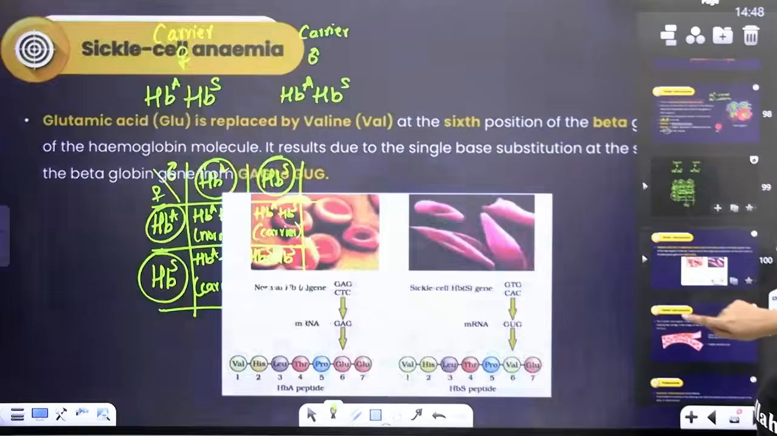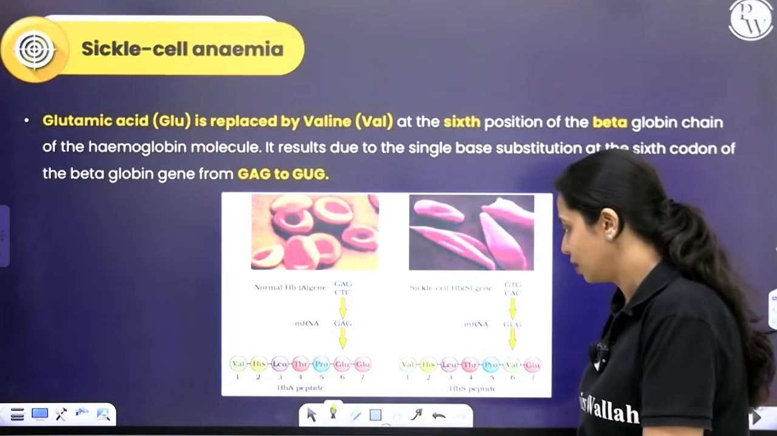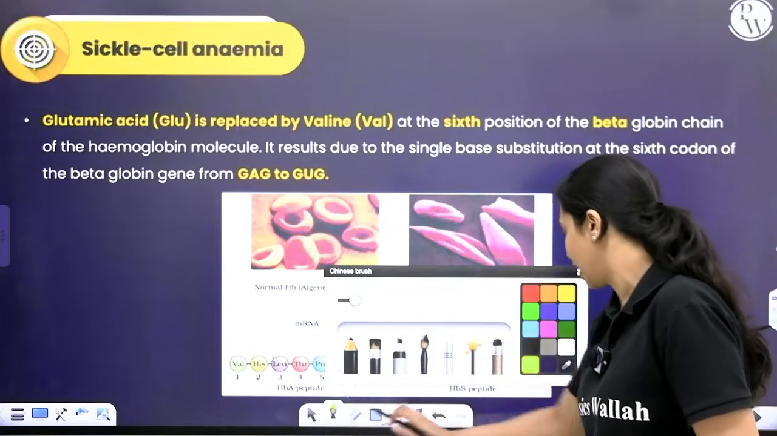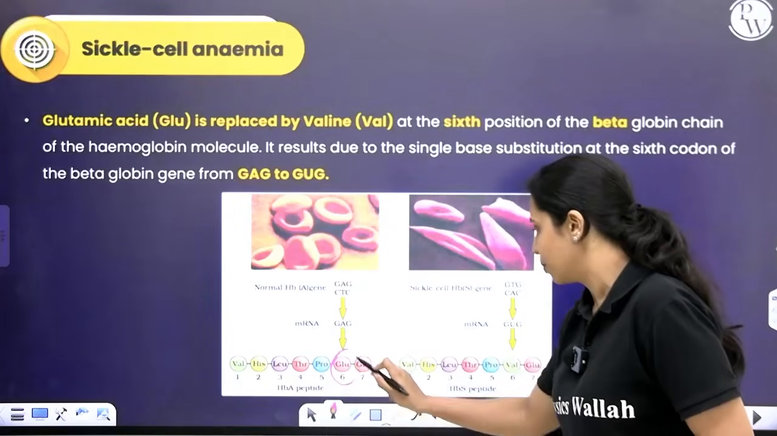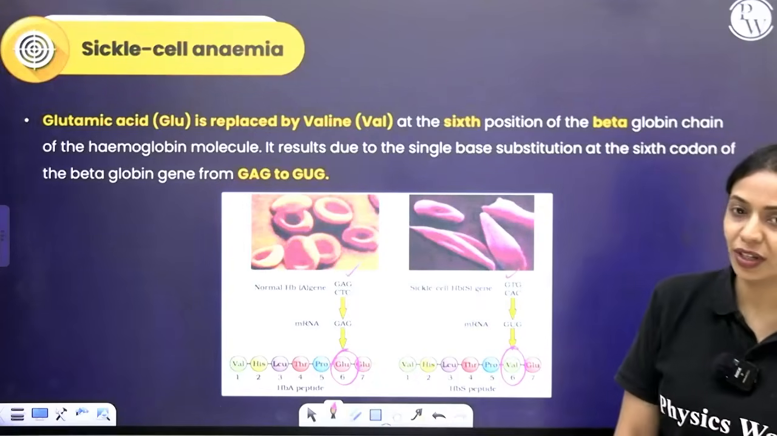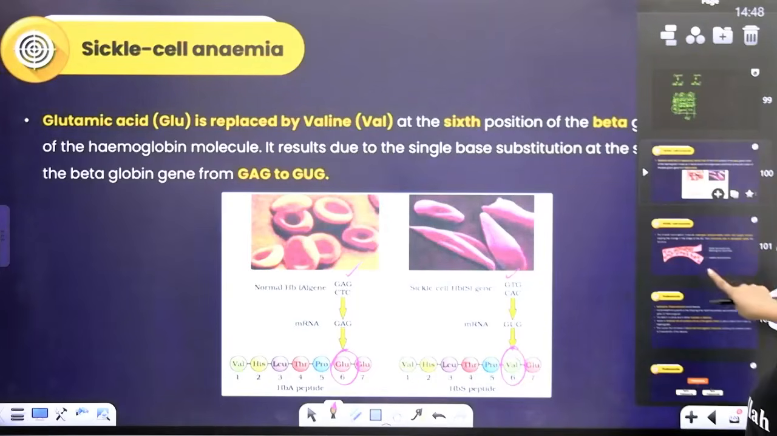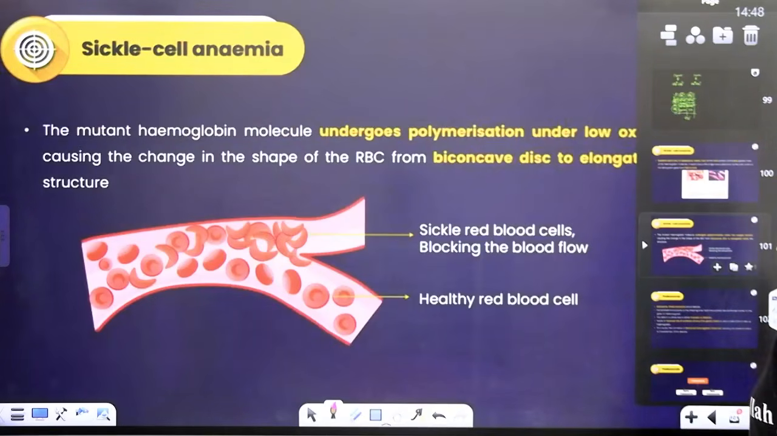Now, I told you it is a problem with the beta globin chain. Normally, we will have glutamic acid at the 6th position, but over here, glutamic acid is replaced by valine because of a point mutation. You've learnt about it, right? How exactly the mutation happens and everything, I'll tell you in the next chapter. Now, what happens because of that one amino acid being changed?